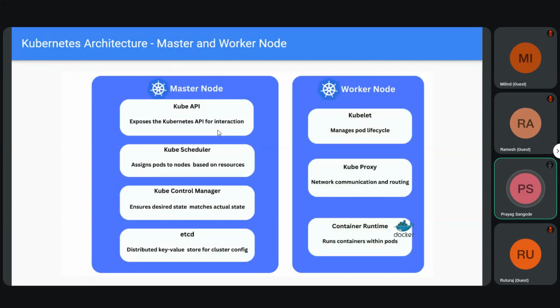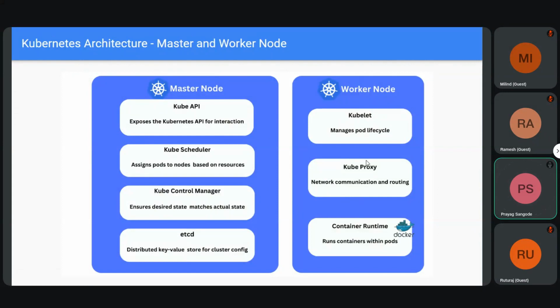Now, if we go deep into the Kubernetes architecture, we have a master and a worker node. At least one master node and one worker node should be there. Some of the components of the master node, this is also asked in interview questions: what are the components of the master or worker nodes, or explain in short the architecture of Kubernetes. So the master node consists of kube API, kube scheduler, kube control manager, and etcd. And the worker node consists of kubelet, kube proxy, and container runtime.